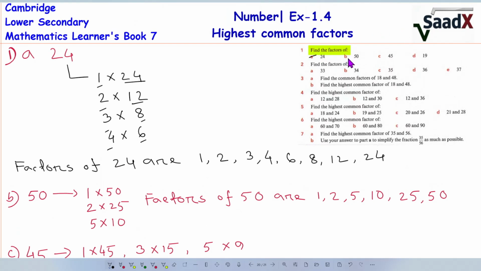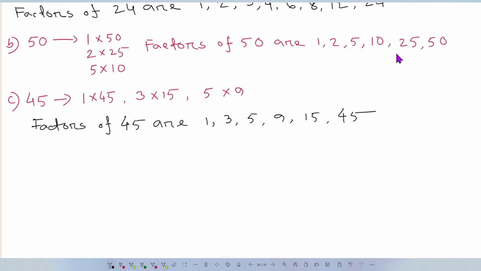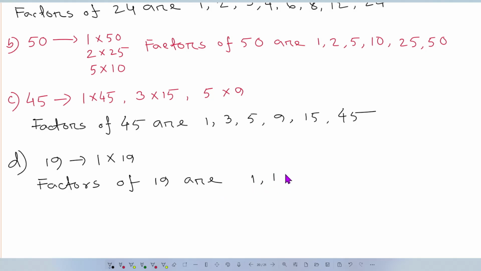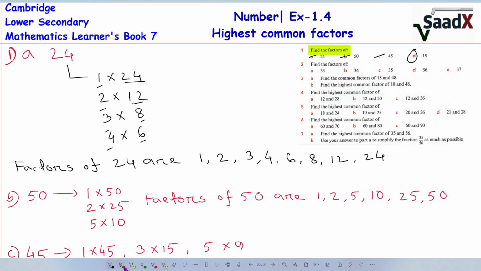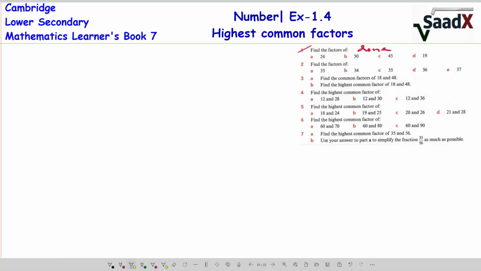So A, B, C done. Now D, 19. 19 is a prime number. So we can factorize it only by 1 and 19. So the factors of 19 are 1 and 19. Okay, very simple. So question 1 done.